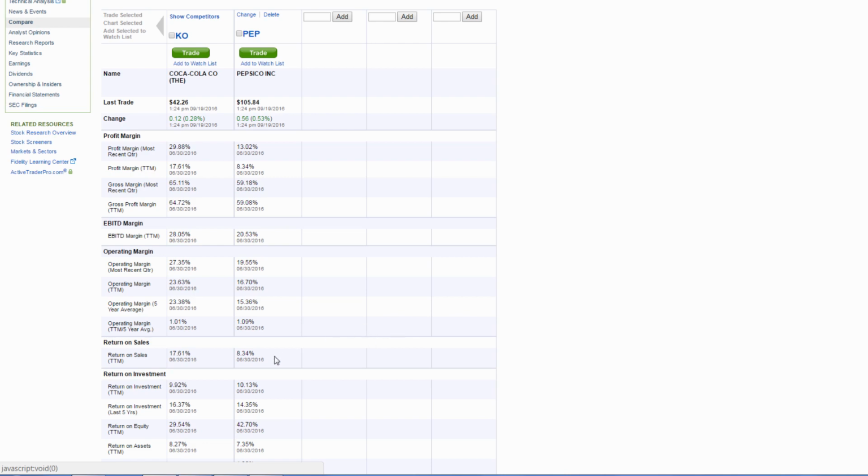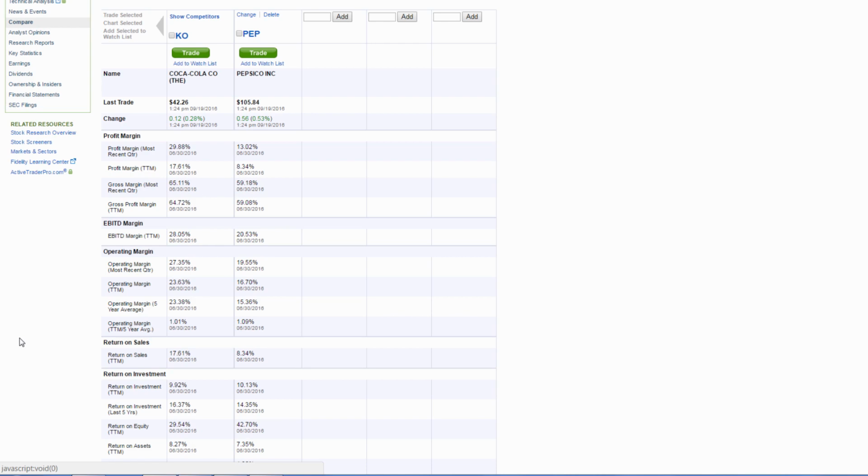So for profit margin, we don't have to scroll down too far. We're right here at profit margin. You can have the most recent quarter or the trailing 12-month profit margin. If you want a little more data or statistics, that might be a better time frame. You can even look in the annual reports and go back further, but they give you at least a starting point here, and you can see Coke runs a bigger profit margin, which is good. Every sale they make, they're making more money on it. That's really excellent, and it helps to pay those dividends.